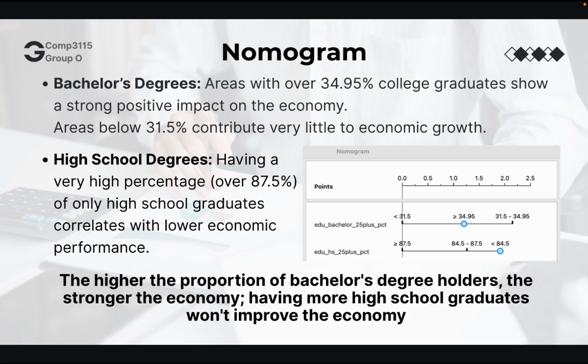Then it's about the nomogram, about the bachelor's degree. Areas with over 34.95% college graduates show a strong positive impact on the economy. Areas below 31.5% contribute very little to economic growth.